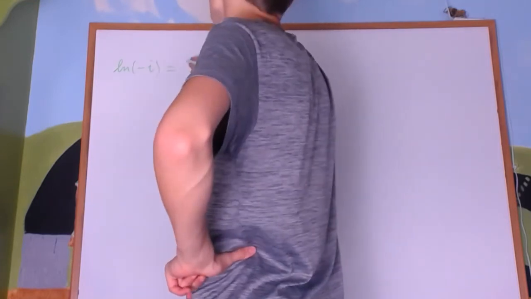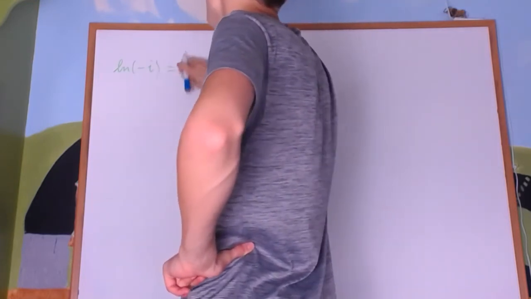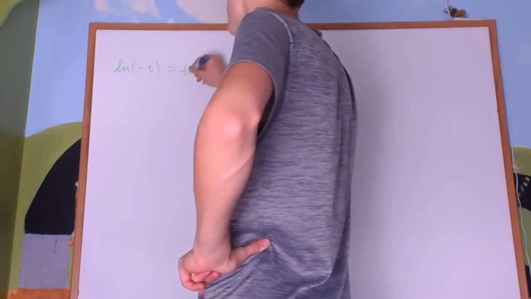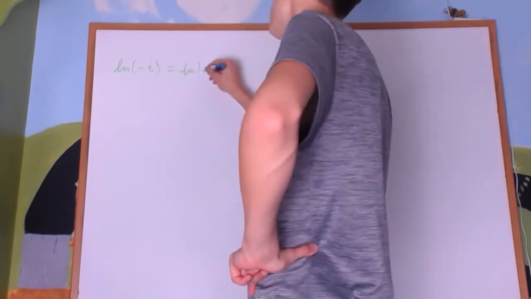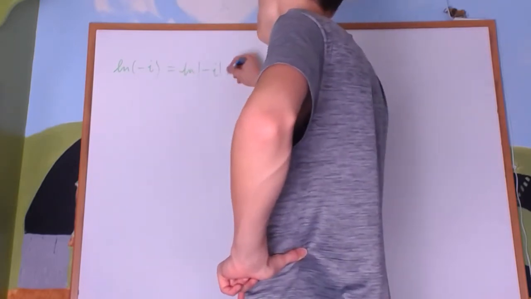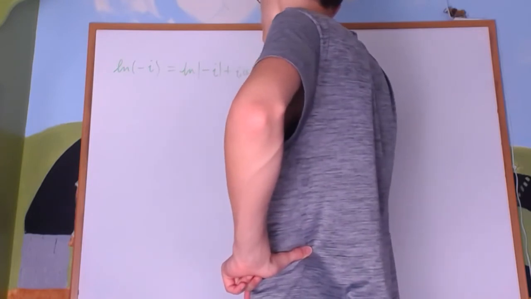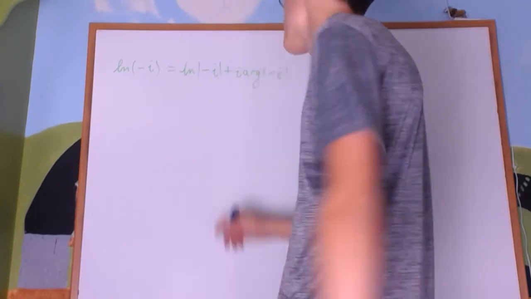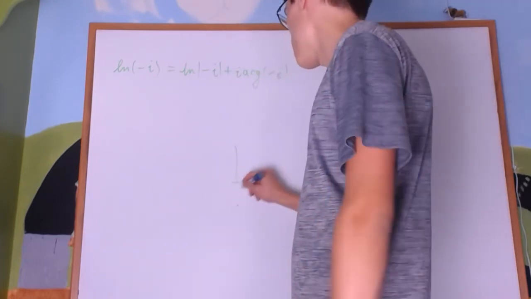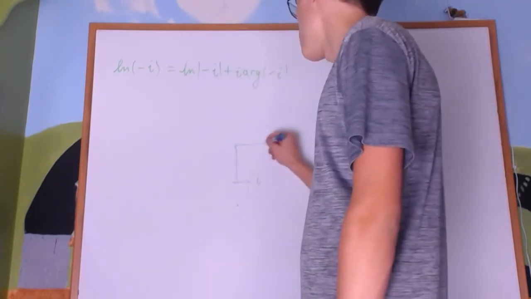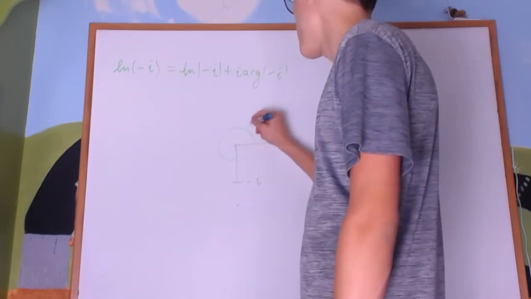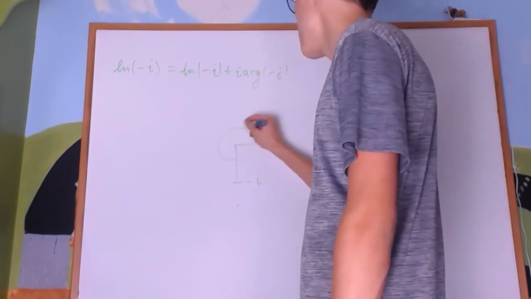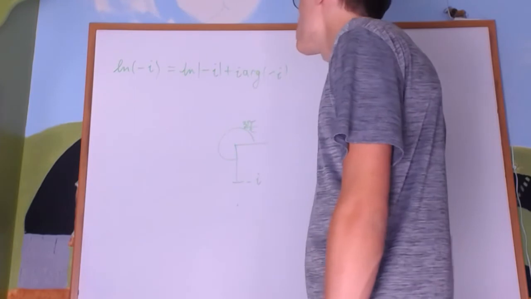Alright, so the way you do it, you do the real part. It's the natural log of the magnitude of the complex number. And the second part is i times the argument of the complex number. And the argument is just the angle. So negative i relative to there has an angle of 3 pi over 2.